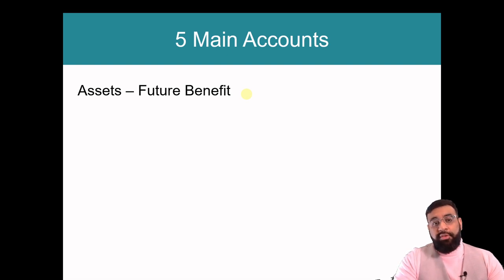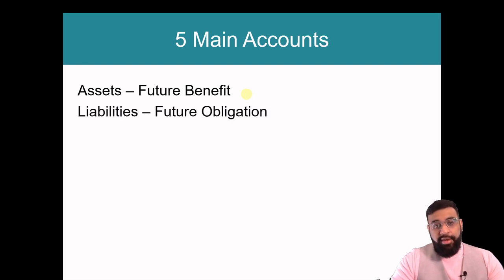For instance, a main asset is cash. Cash is a future benefit because we can use it to pay our employees, to buy inventory, etc. Another key asset is that of equipment. That is also very important because we can use equipment to make our inventory. So once again, that's a future benefit.